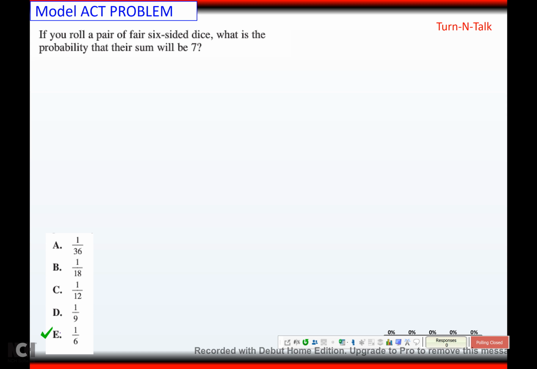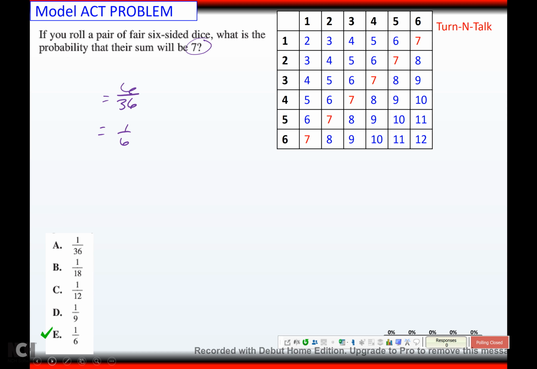And hopefully you got 16. Okay, if you remember that same table, there were 6 ways to make a sum of 7. So that's going to be 6 out of 36, which reduces down to 1/6. And again, if you drew the table, there's 1, 2, 3, 4, 5, 6 sevens out of 36 possibilities. Okay?